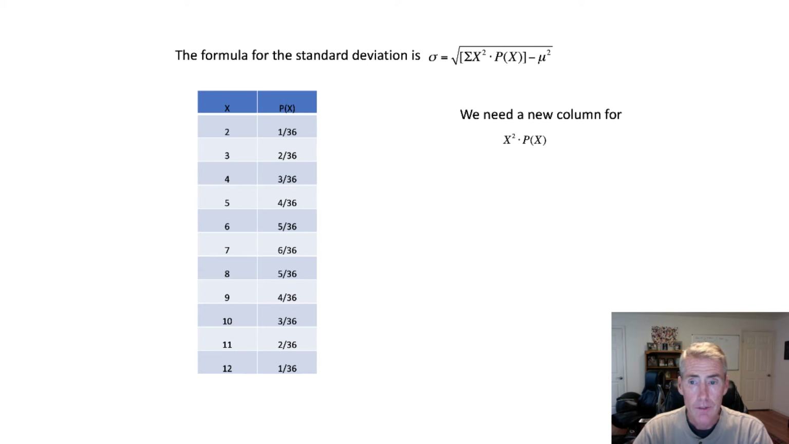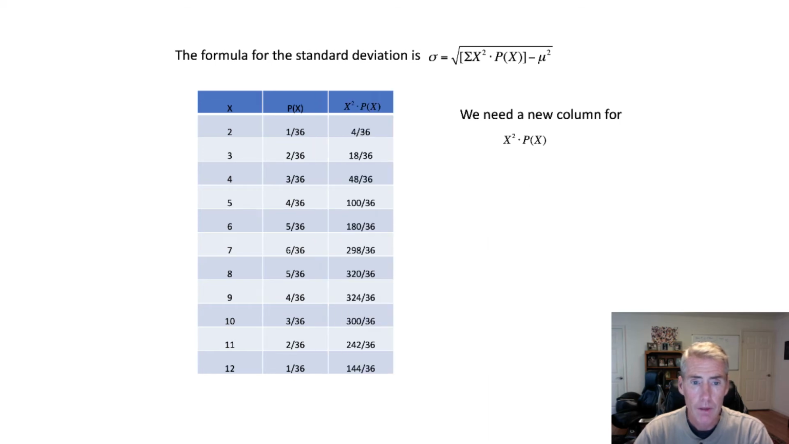So in order to show the steps, I need a new column where I'm going to put the x squared times the fractions. So here we go. This would be 4 times 1 over 36, that's 4 over 36. This one would be 9 times 2, so that's 18 over 36. Next, squaring this would be 16 times 3 is 48 over 36, etc. So do that all the way down.